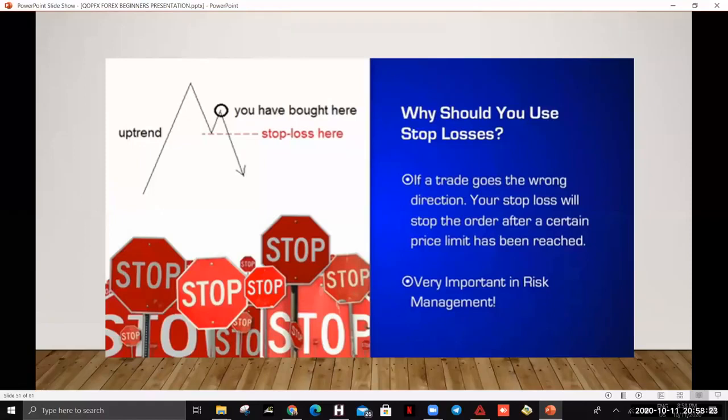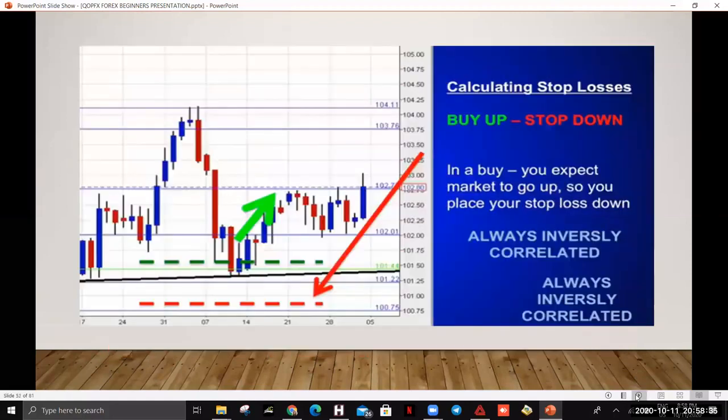Why should you use stop loss? If a trade goes the wrong direction, your stop loss will stop the order after a certain price limit has been reached. Very important in risk management. If you don't have good risk management, please take your hands off what? Forex trading. Now, calculating stop losses for a buy.